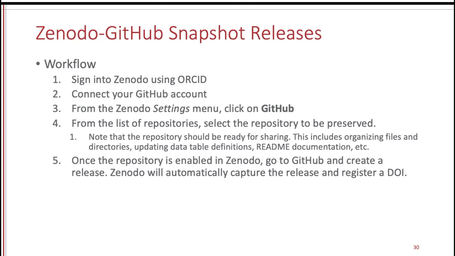The process we're going to demonstrate is documented, and it's something that I had to learn the hard way. You do have to start from Zenodo. You sign into Zenodo using an ORCID and connect that to a GitHub account. There's a GitHub feature within Zenodo, and you essentially enable a repository. Then you go to GitHub and prepare that repository for a release. We're going to step through that process right now.